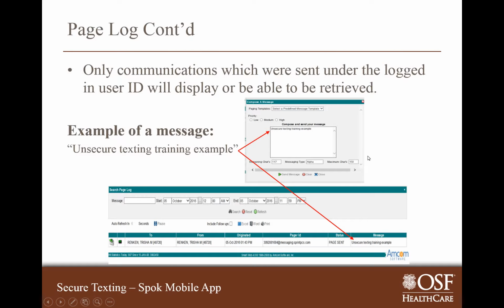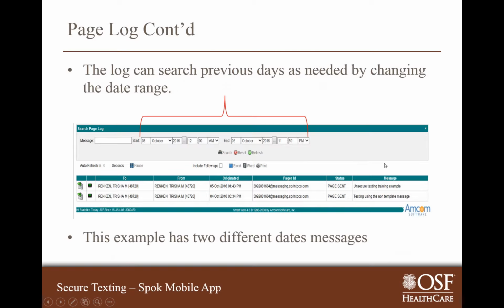Only the communications which were sent under the logged in user ID will display or be able to be retrieved. If you do not log in, the machine will not know where to send that communication so that you can view it. So again, the priority levels will help reassure you that you've logged in so that you can do this follow-up part of it.